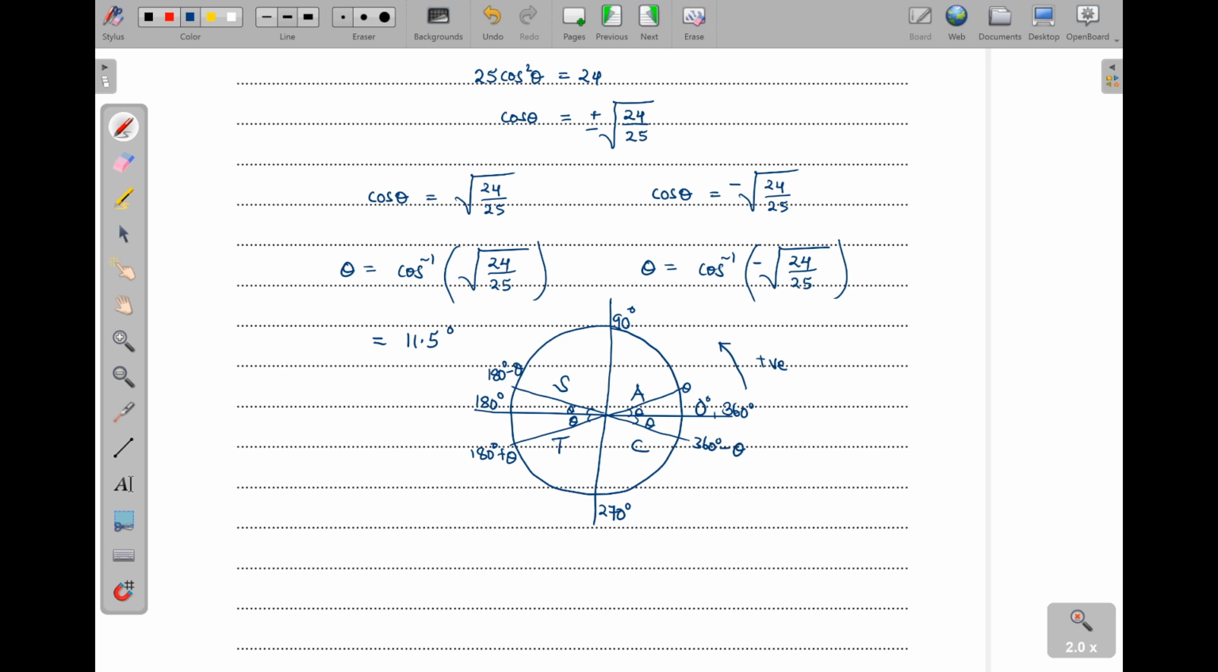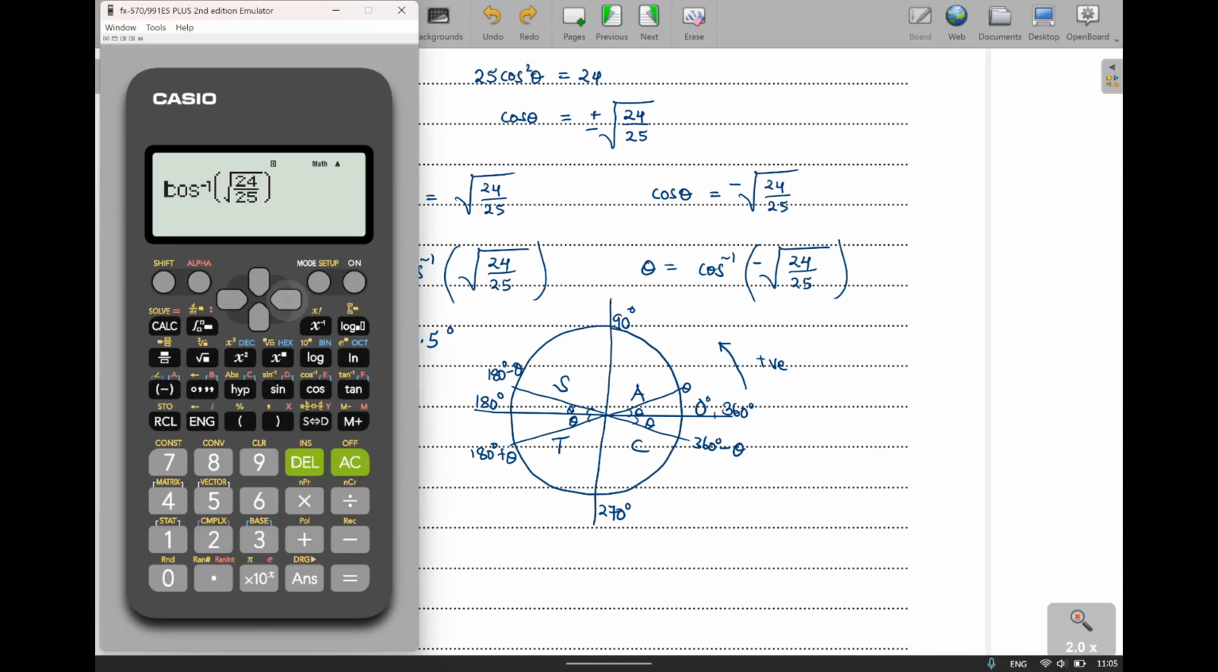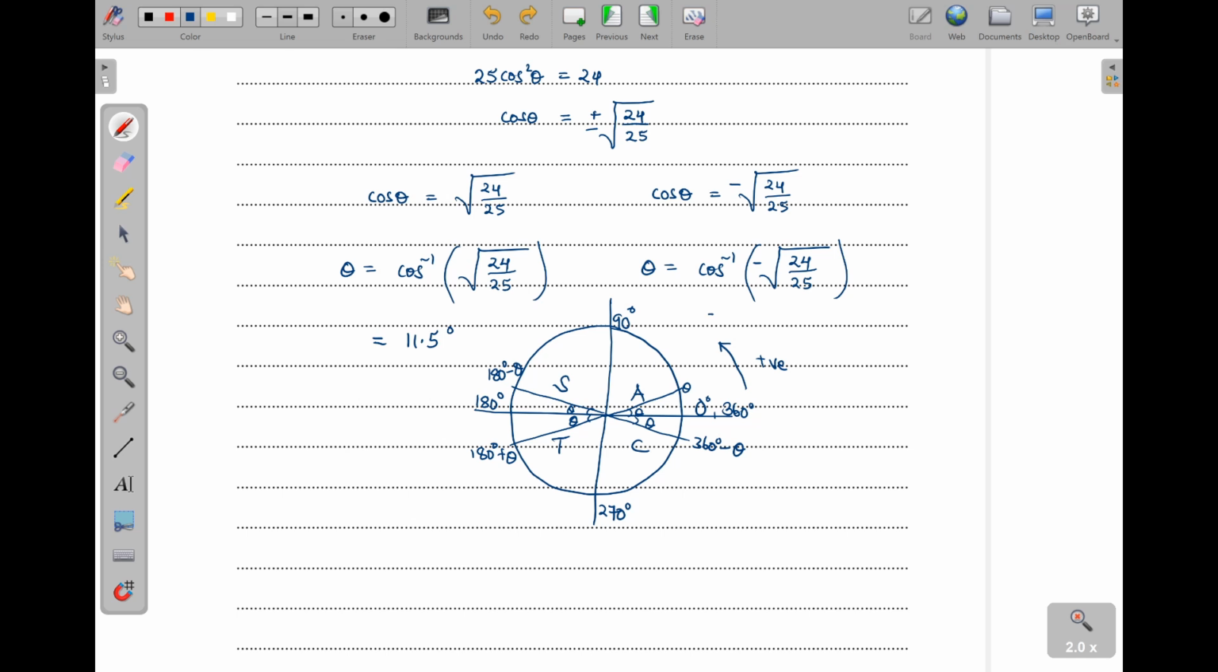Now, when I put a negative, the calculator will give me the obtuse angle straight away. So I'll just come here, put a negative. That will be 168.5. So I'll write my answer neatly here as 11.5 degrees and 168.5 degrees. That is, these answers are to one decimal place.